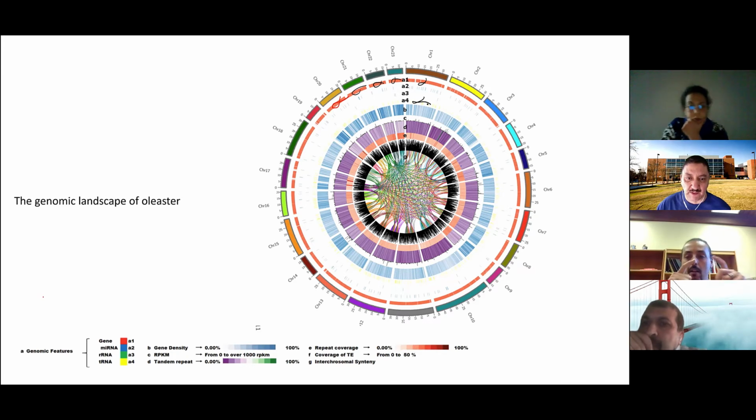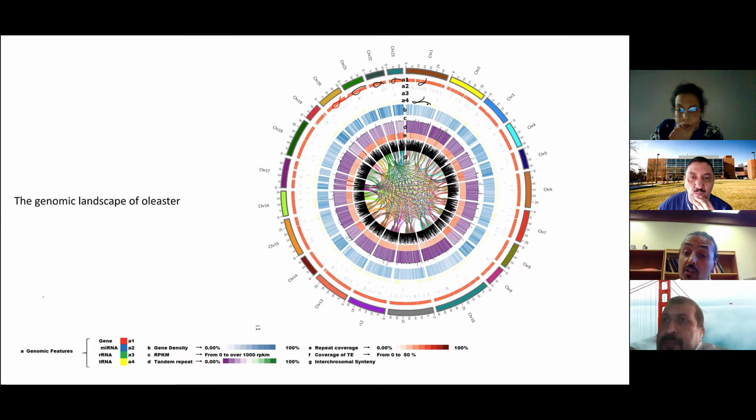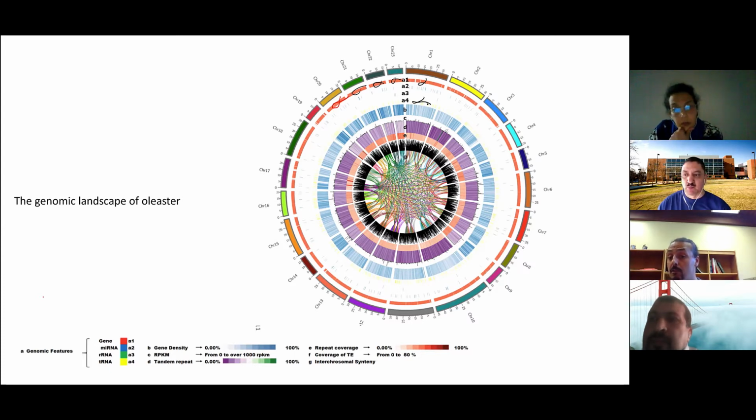D is the tandem repeats. Tandem repeats are repetitive chunks of DNA that are repeated in tandem. And then we have the coverage of transposable elements, on F. Transposable elements are very interesting because they're not coding genes, but they regulate the expression of other genes. We're going to have an example, we're going to talk about it.